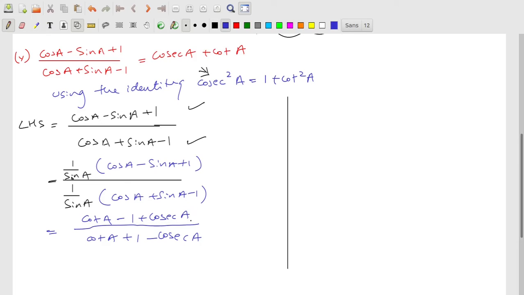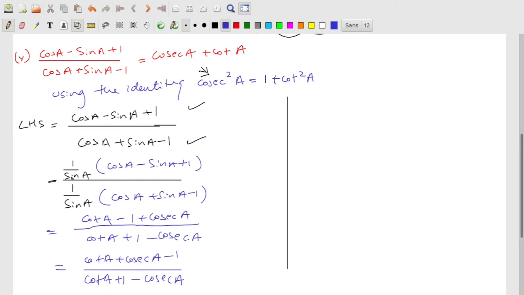Now I will make some arrangements in the numerator. Keep the denominator as it is, don't make any changes to the denominator from this step, just carry the same expression, but we will make some changes in the numerator. So what changes do you need to make? Take this cot A here and then cosecant A here, minus 1, whole divided by the same denominator, cot A plus 1 minus cosecant A, right? Okay, so the next step is important.